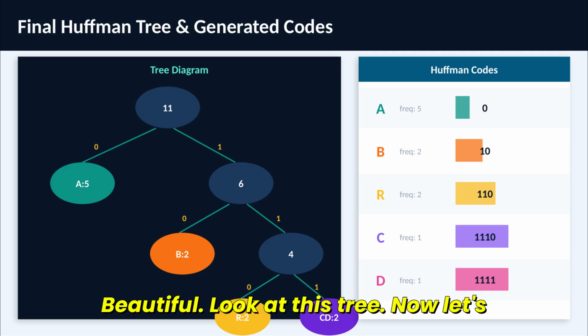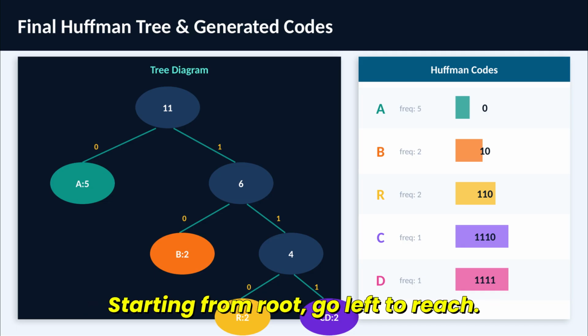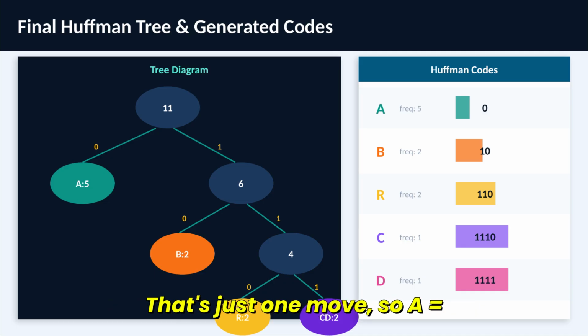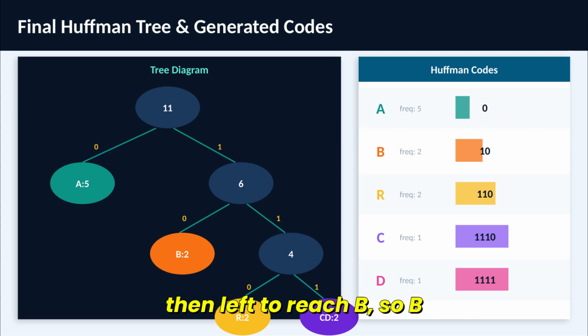Beautiful. Look at this tree. Now let's generate our codes by traversing it. Starting from root. Go left to reach A. That's just one move. So A equals 0. That's 1 bit for our most common character. From root go right, then left to reach B. So B equals 10. 2 bits.